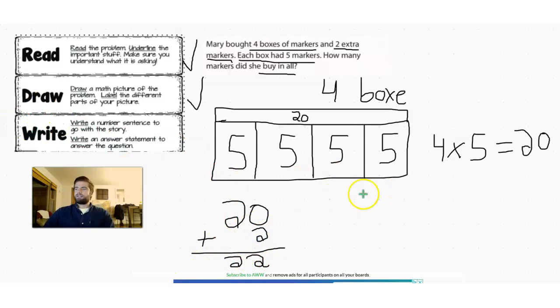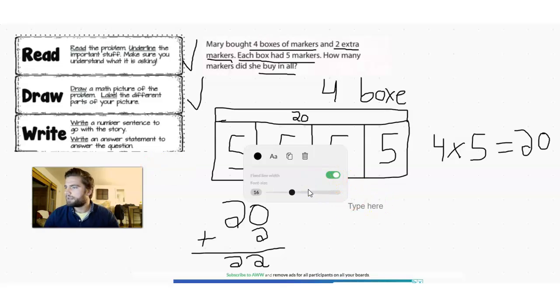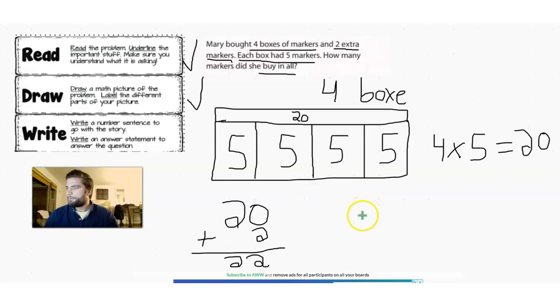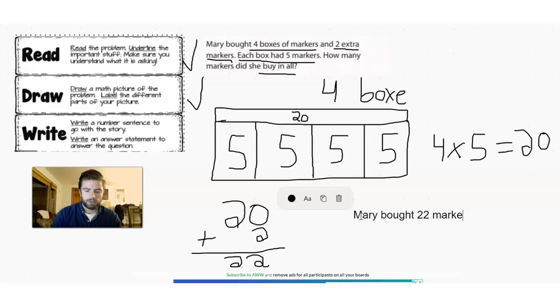Let's write a number sentence that goes with that. We'll write it right here. I'll make this size a little bit bigger for you. We will say, Mary bought 22 markers in all. And I restated the question when I wrote that there.